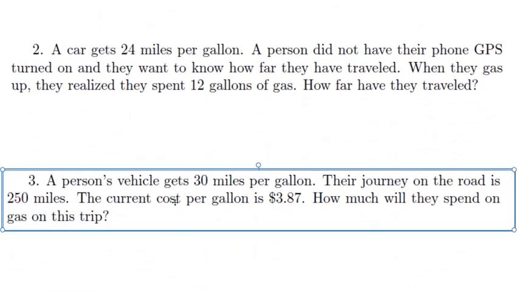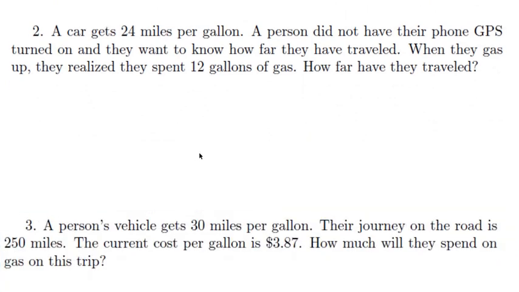Okay, question 2. A car gets 24 miles per gallon. A person did not have their phone GPS turned on, and they want to know how far they traveled. When they gas up, they realize they spent 12 gallons of gas. So how far have they traveled? They want to know a distance. They want to know miles, which is our unit of distance that we're using in this problem.